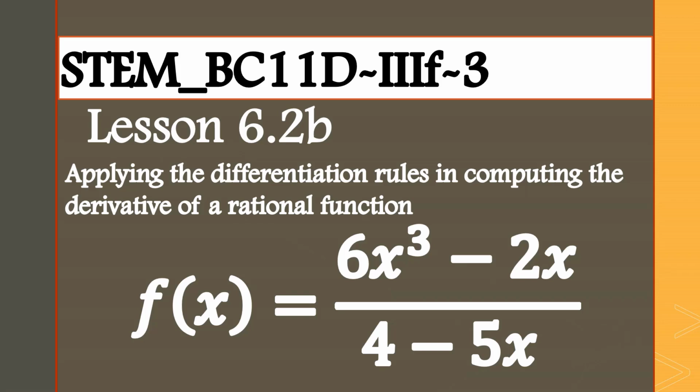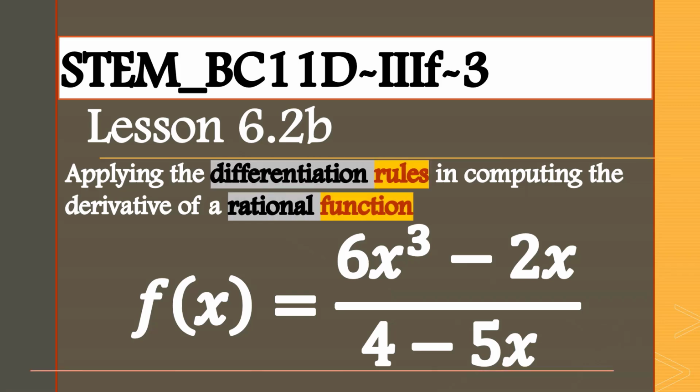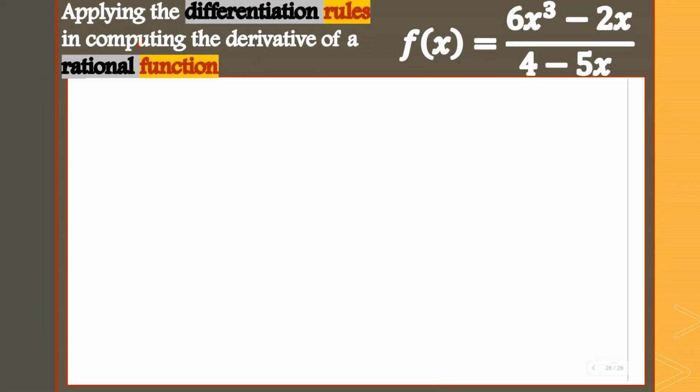Let's apply the already proven differentiation rules in computing the derivative of this given rational function. So we have here another rational function and we are tasked to give its derivative using the already proven differentiation rule on differentiating rational functions or quotients of functions. Take note, we have here our function identified as 6x cubed minus 2x all over 4 minus 5x.